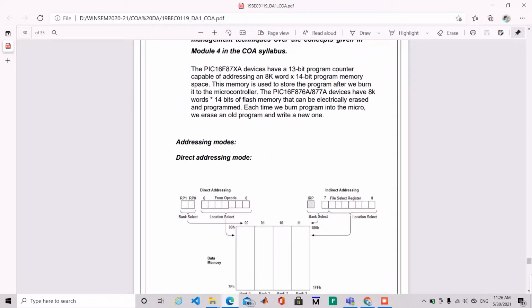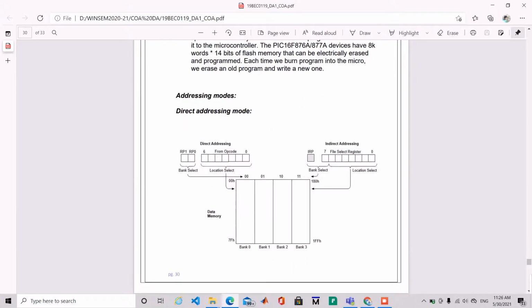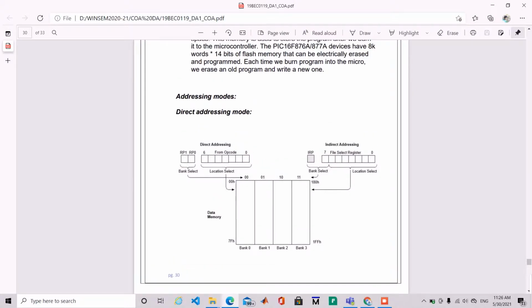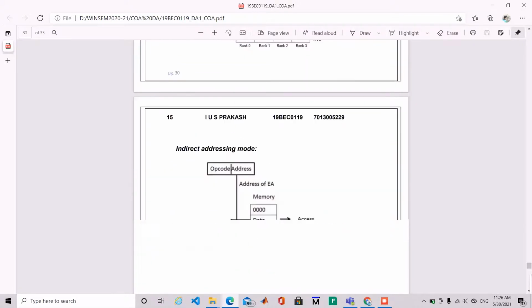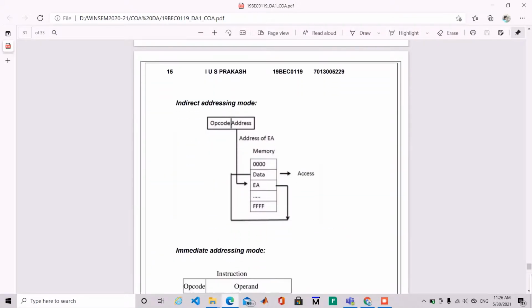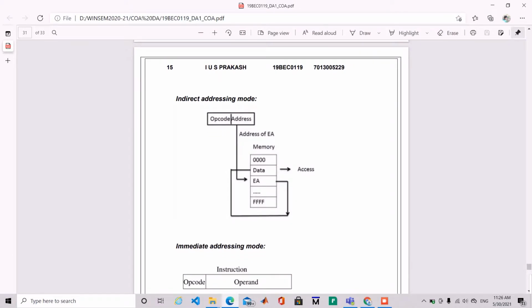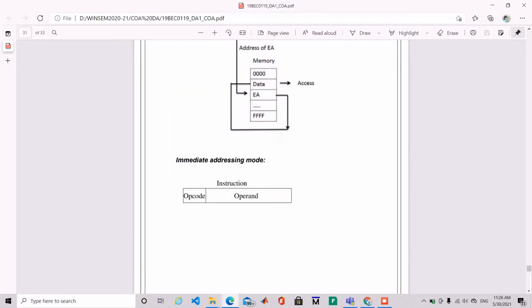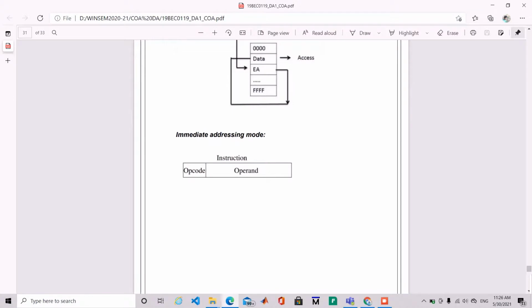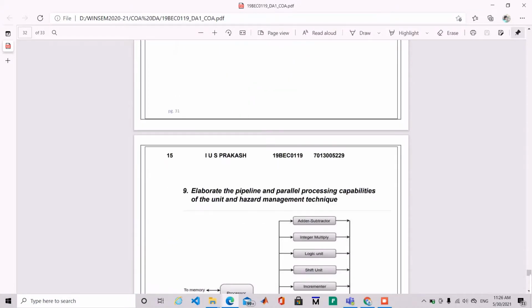And there are two types of addressing modes: direct addressing mode and indirect addressing mode. These are connected to the four banks, which are bank 0, bank 1, bank 2, and bank 3. This is the indirect addressing mode block diagram. It contains the opcode and address, connected to the EA, and the EA is again connected to the data, which gives access to the immediate addressing mode. It consists of opcode and operand.